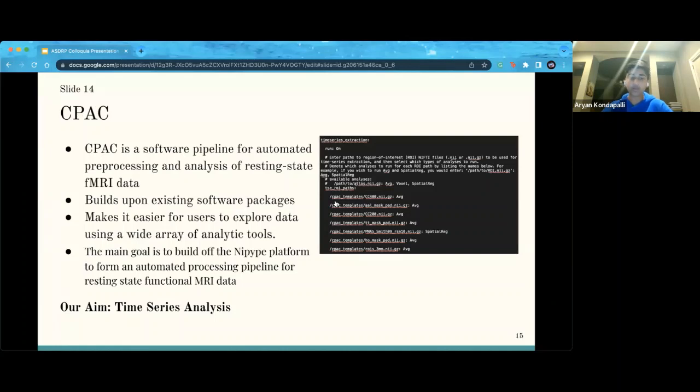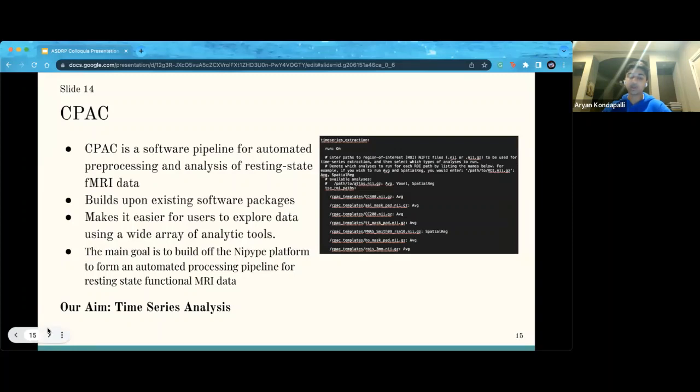C-PAC, or the Configurable Pipeline for the Analysis of Connectomes, is a software pipeline for automated preprocessing and analysis of resting state fMRI data. It builds upon existing software packages, including AFNI, FSL, and ANTs. C-PAC makes it easier for users and experts to explore data using a wide array of analytic tools. C-PAC is configurable, open source, and Nipype and Python based.